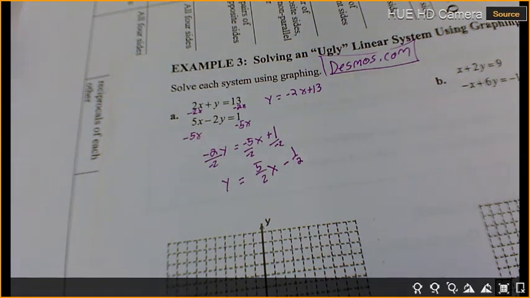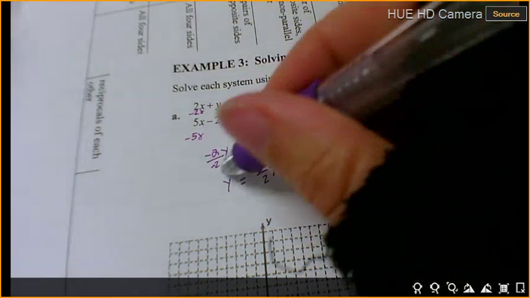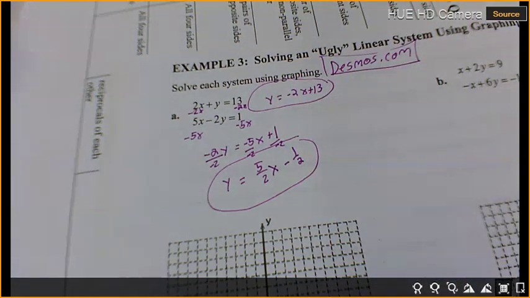Oh, this one looks horrible. Do we want to graph this one, or do you want to put this one in the calculator? I think we should do this one in the calculator.